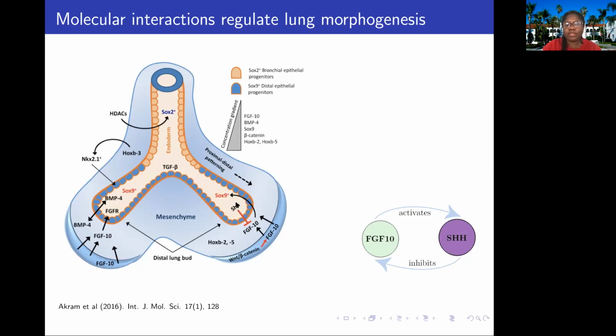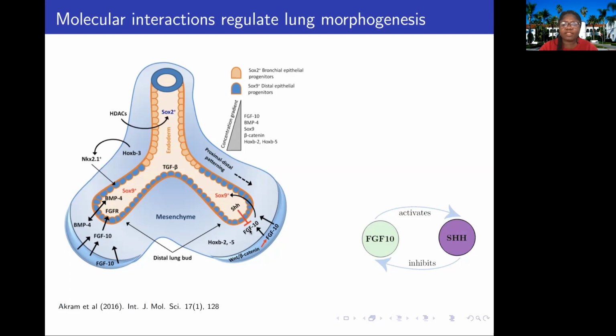Another important molecule is sonic hedgehog. Sonic hedgehog, which is SHH, is an inhibitor of fibroblast growth factor 10. So what we find is that FGF10 is going to activate the production of sonic hedgehog, while sonic hedgehog is going to inhibit the production of fibroblast growth factor. There are chains of reactions and molecules in between that regulate this branching. But because of the importance of fibroblast growth factor, which I'm going to show in a few minutes, we focus on understanding how fibroblast growth factor regulates lung development.